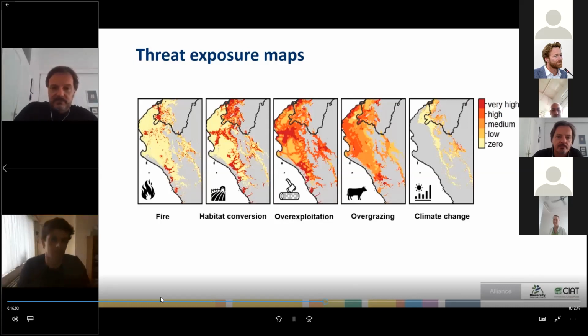Yes, thanks a lot, Hannes. So building further on the methodology that was developed by Hannes and colleagues, we also made these kinds of exposure maps for the dry forests of the north of Peru and the south of Ecuador. As said, very similar, with one minor change that we made here, as Hannes already mentioned. So we considered habitat conversion in general, rather than the cotton and mining that was considered in Burkina.